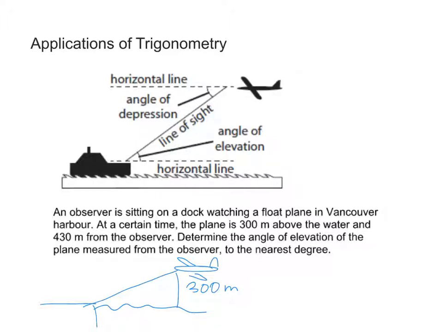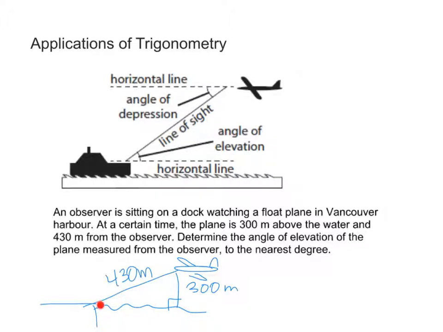It also says that the airplane is 430 meters from the observer. Where would you put that on the diagram? The hypotenuse. That's the actual distance from the observer to the airplane. And then it's asking for the angle of elevation. Well, this down here is 90 degrees, so we have two choices for the angle of elevation. Are we looking at this angle down here or this one up here? Down here.